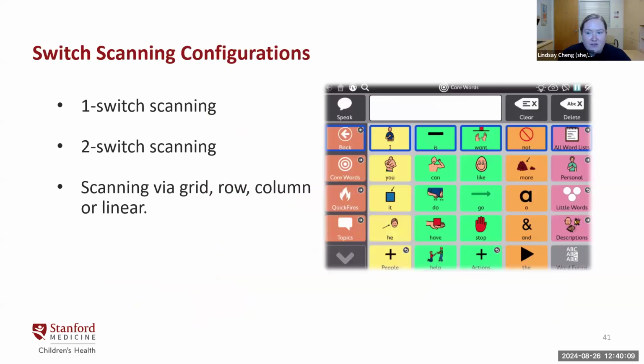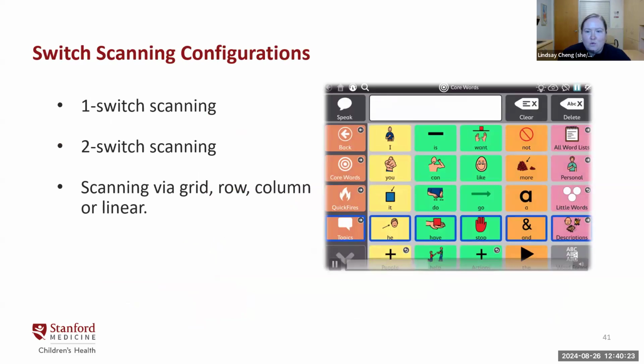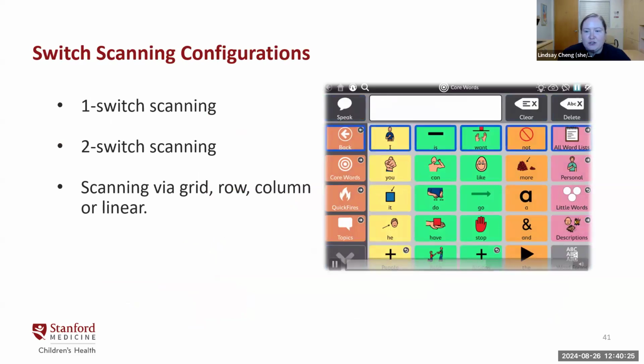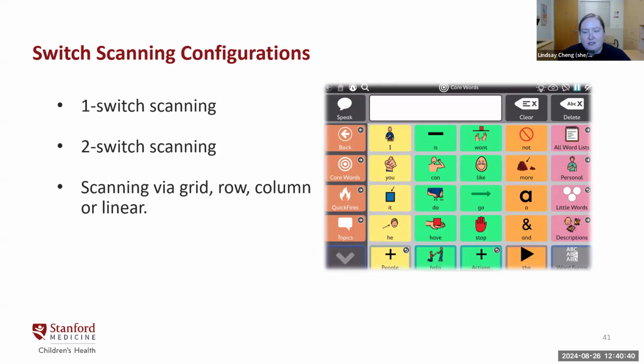So let's talk about types of configuration for switch scanning, as there are quite a few to consider. So one switch scanning, which is the example in this video, which I will play. So one switch scanning, an individual uses one switch that is activated or released when the desired key is highlighted. So jumping down to the types of scanning, as you can see, this is scanning via row. For example, one switch auto scan is moving row by row until the user selects a row, and then it will scan right to left.